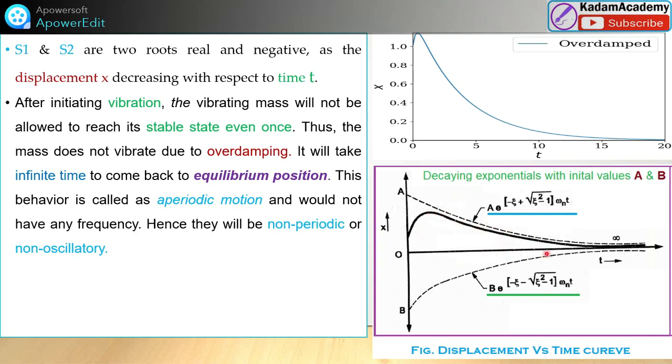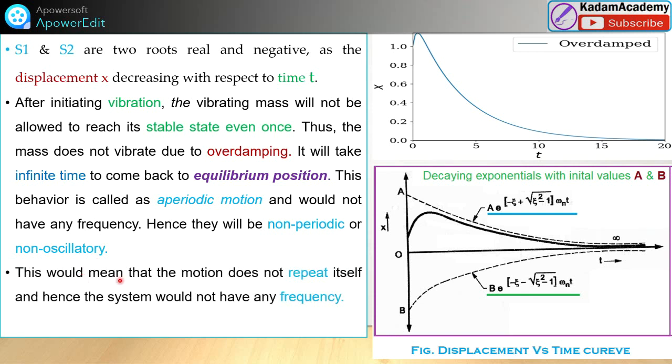This is not like rotation. This motion will not be sinusoidal, only in one direction. Hence, it is aperiodic, and it is also called non-periodic or non-oscillatory. This would mean that the motion does not repeat. Once it goes up and comes to the mean position, it is only one side. Hence, the overdamped system does not have any frequency.